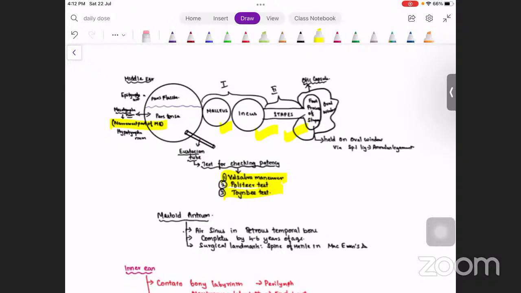So speaking about the malleus and incus, they are derived from pharyngeal arch 1, while the stapes is from pharyngeal arch 2, while the footplate of the stapes is coming from the otic capsule. Very important MCQ. The embryological origin of the footplate of the stapes is the otic capsule.